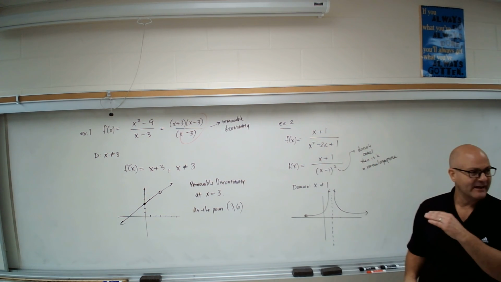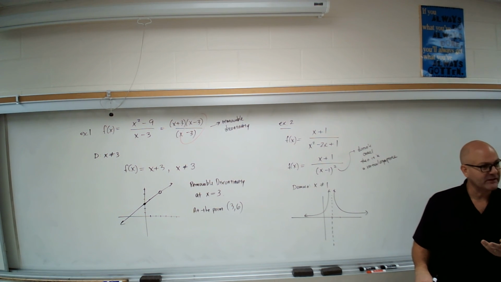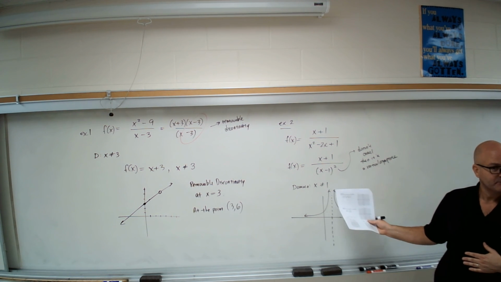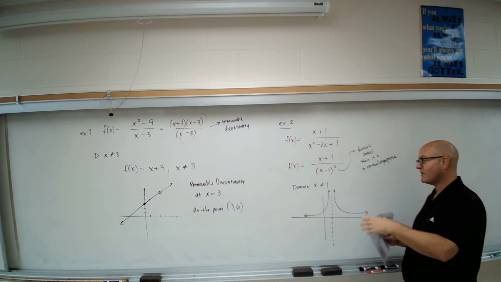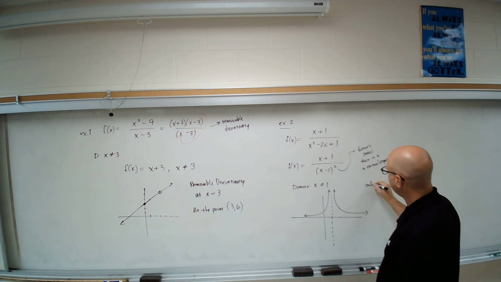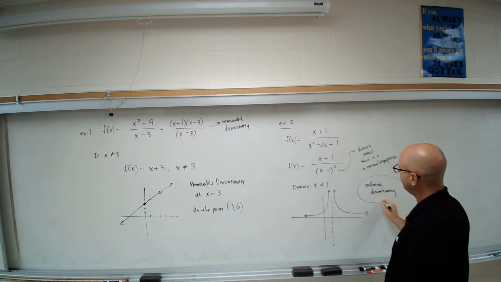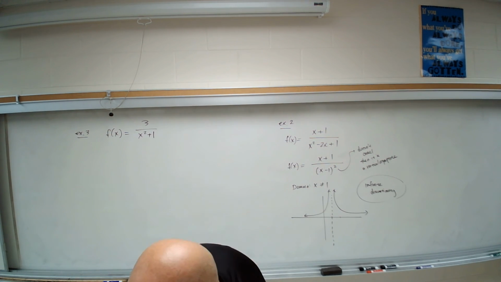And now it might, I think it does cross the x-axis. This is not a great graph, but it's going to look something like this. Do we see that this is an infinite discontinuity? Yes. Right, because we hit that vertical asymptote, right? That's called an infinite discontinuity. And then we have one more.